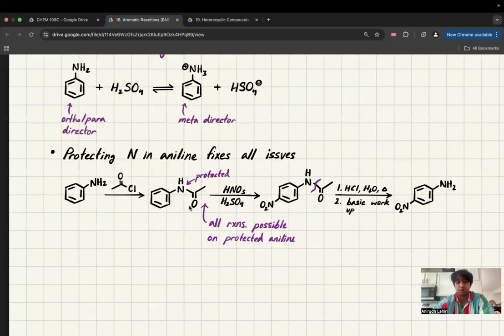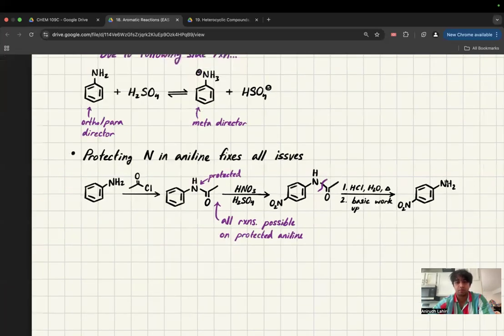Once we install this group here, now we're getting withdrawing effects, right? So these lone pairs are no longer local to this nitrogen. They're more spread out, which means they can't perform the attacks that we've been worried about. So now we can install a nitro group here, and with that, we can remove the protecting group after. As you would expect, the way to remove the protecting group is acid, water, heat, and then we do a basic workup step because we'll have a plus charged compound otherwise.